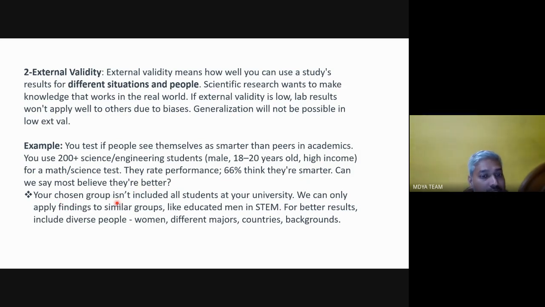Your chosen group doesn't include all students at your university, right? You included only STEM students, meaning science, technology, engineering and mathematics. You are not including commerce, arts and other stream students. You can only apply findings to a similar group, like educated men in STEM, and you are not applying it to other groups. For a better result, include diverse people: women, different majors, countries and backgrounds.